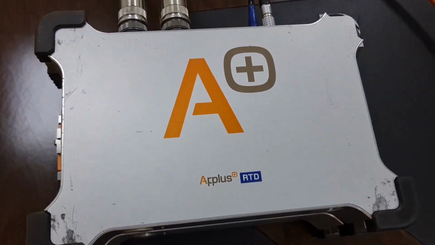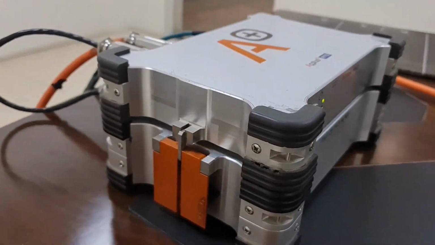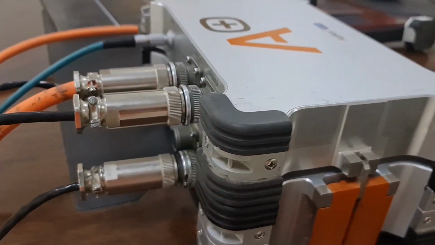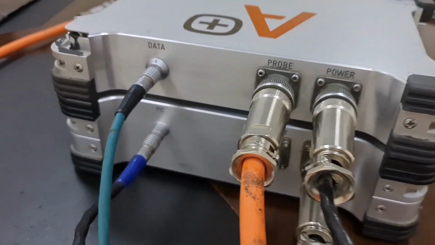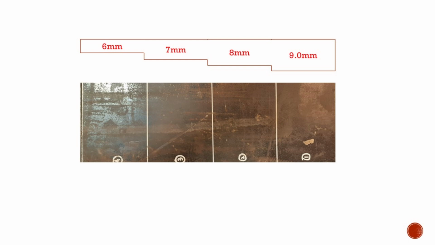In this video, we are using EncoTest RTD MK2B equipment. It comes with a pair of batteries and a charging unit. Also, there are 4 probes along with the unit. We have a step plate having 4 steps: 6, 7, 8 and 9 mm.